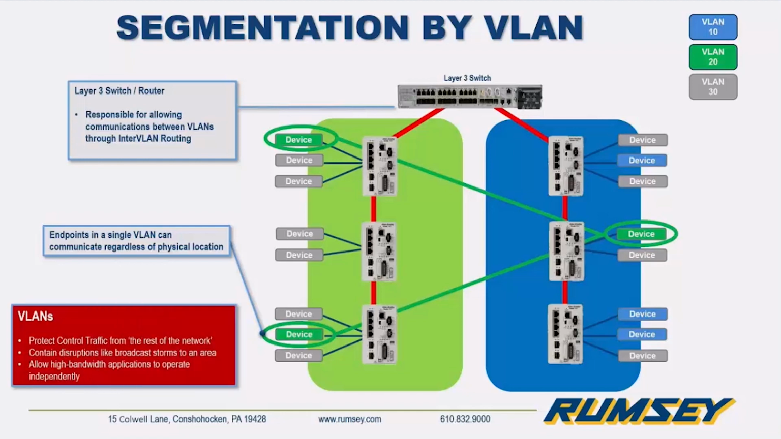So the ultimate effect of the VLAN is that it is protecting the control traffic from what's going on in the rest of the network. It's going to contain disruptions like a broadcast storm or layer 2 loop into just one VLAN and disallow it from propagating across the entire network. And it's going to allow the higher bandwidth applications, like in this example the cameras, to operate independently.